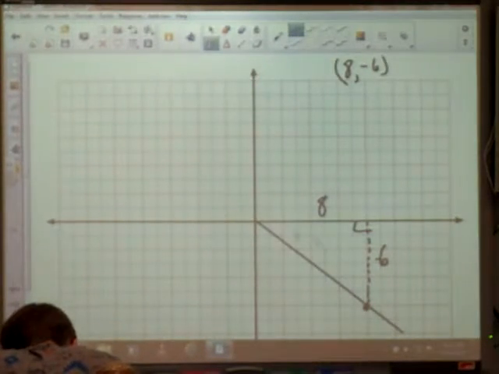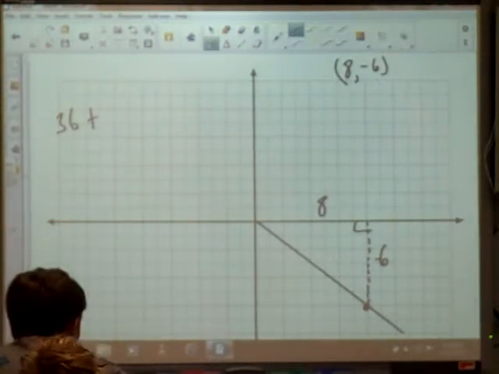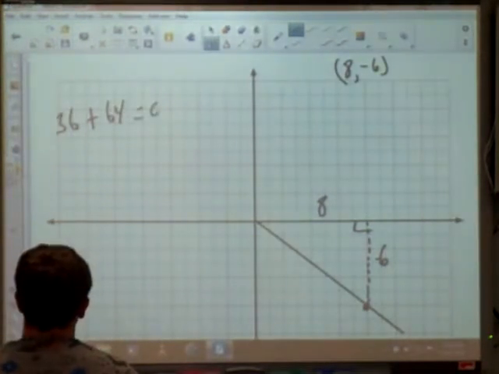Okay, so we're missing our hypotenuse. So I've got 6 squared plus 8 squared equals C squared.